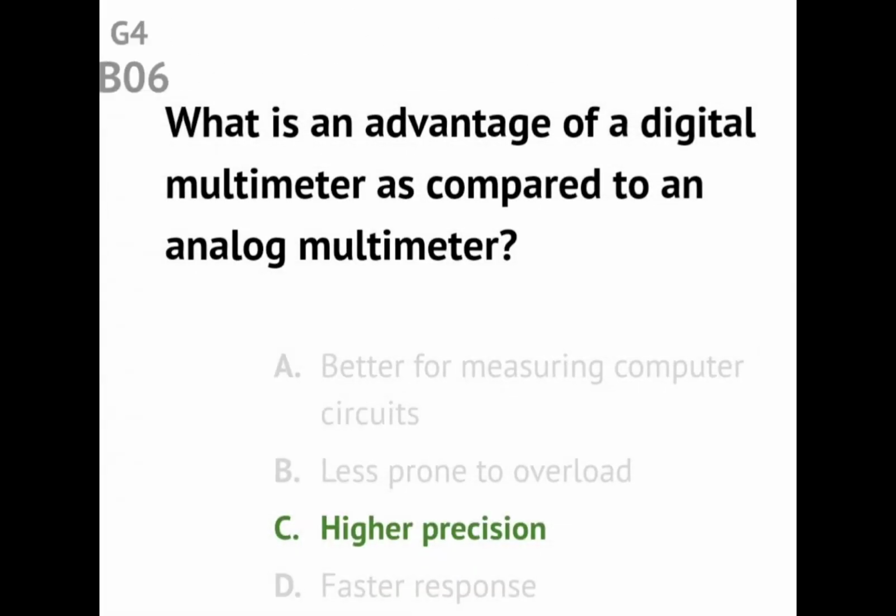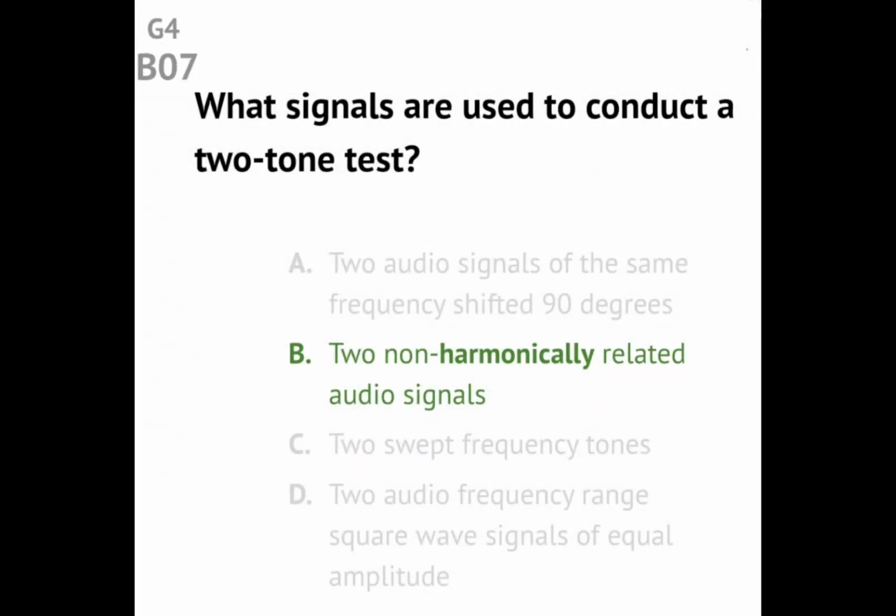Question G4B06. What is an advantage of a digital multimeter as compared to an analog multimeter? Answer: higher precision. Question G4B07. What signals are used to conduct a two-tone test? Answer: two non-harmonically related audio signals.